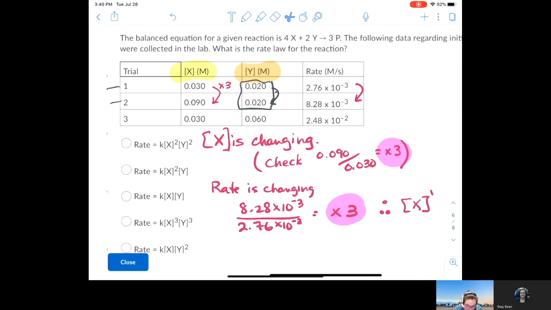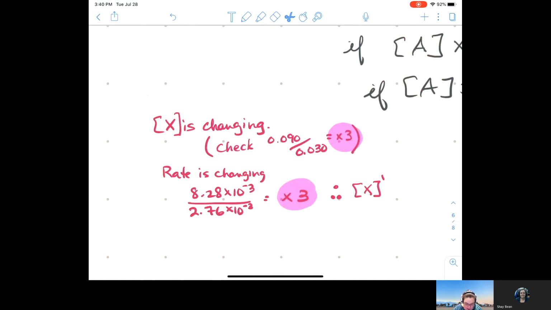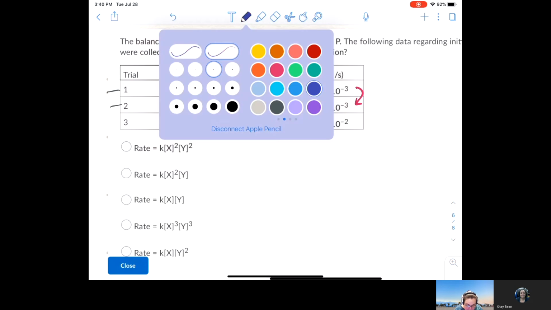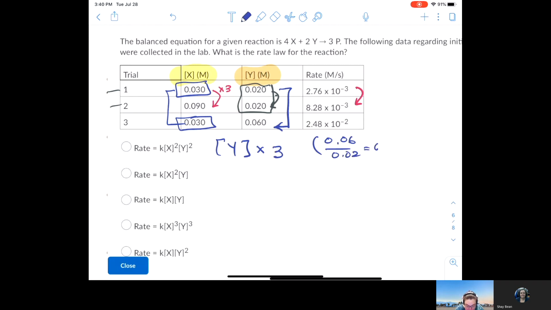Now I check Y, and how a change in Y affects the rate. I'll check that by keeping X constant. Again, if I keep something constant, I can ignore it. So X stays constant from trial 1 to trial 3, and what I want to look at is what Y does. From trial 1 to trial 3, the concentration of Y went up by 3 again, and I can check that: 0.06 divided by 0.02 went up by 3.